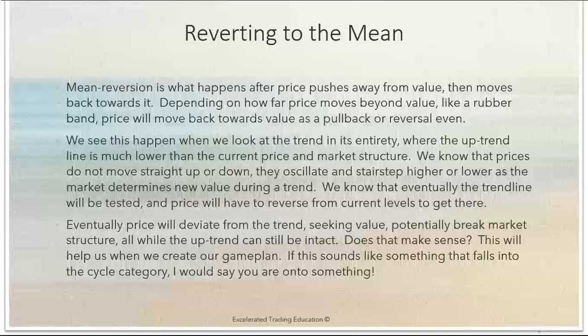But I think everybody should be pretty familiar with this idea once you connect the dots with what you've seen and what you've traded. We see this happen when we look at the trend in its entirety, where the uptrend line is much lower than the current price and market structure. We know that prices do not move straight up or down, and they oscillate and stair step higher or lower as the market determines new value during a trend. We know that eventually the trend line will be tested and price will have to reverse from current levels to get there. So eventually price will deviate from the trend, seeking value, potentially break market structure, all while the uptrend can still be intact. Does that make sense?